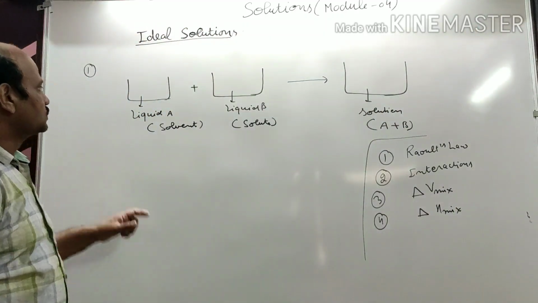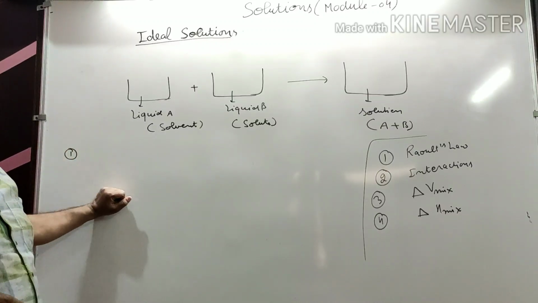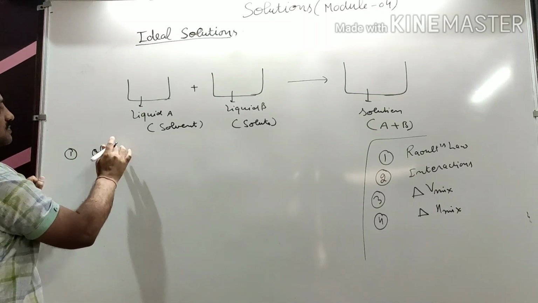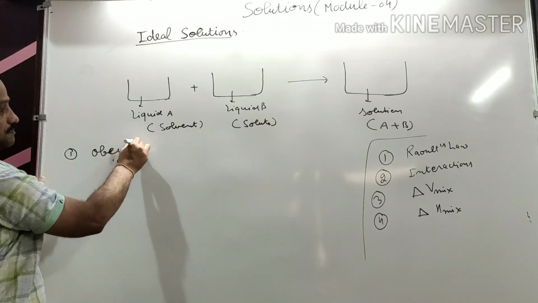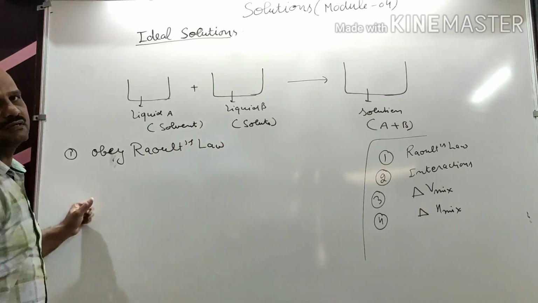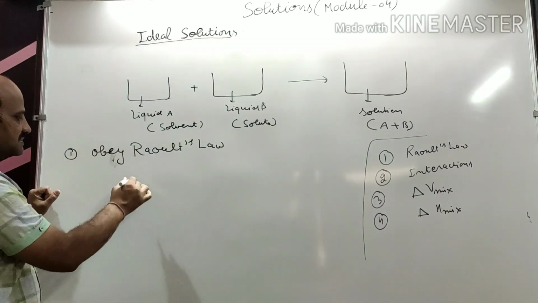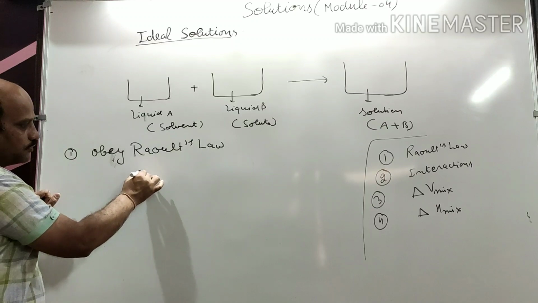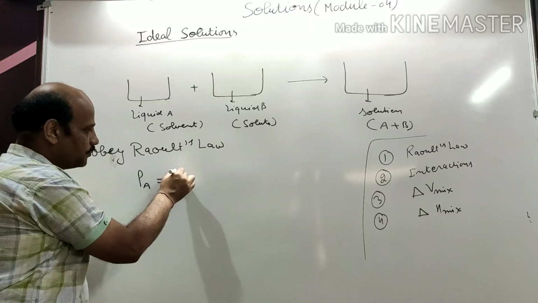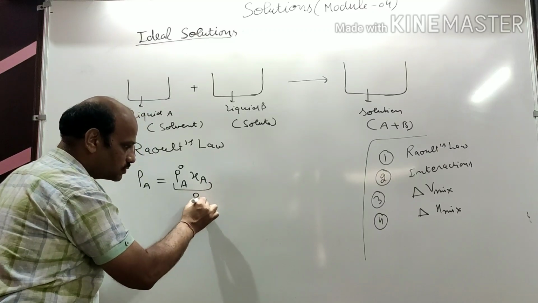Now, ideal solution. The first and most important condition is that an ideal solution should obey Raoult's law. At every stage, Raoult's law should be obeyed. And what is Raoult's law? For each component, the vapor pressure of the solvent, P_A, is equal to P naught A times X_A. This is obtained from Raoult's law.